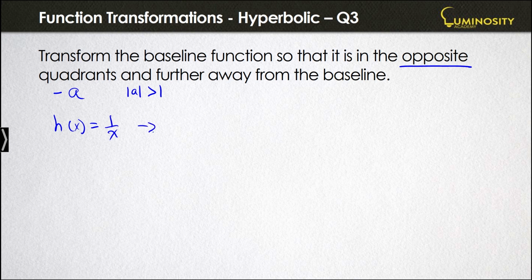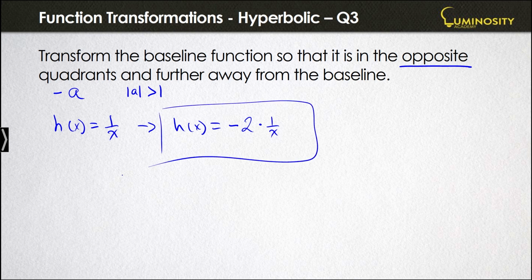And we are going to transform this, so it's going to become h of x equals negative, and remember, a just has to be anything greater than 1. So we're just going to use a 2. So we're going to say negative 2 times 1 over x. And this would be our answer. Now, this negative 2 can be any negative number as long as it's more negative than negative 1. So it can be negative 3 times this, negative 4 times this, anything like that.